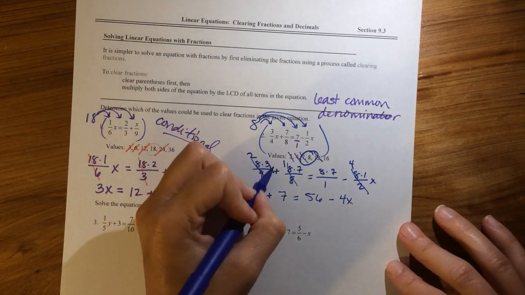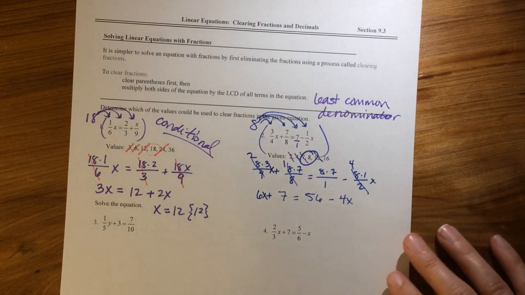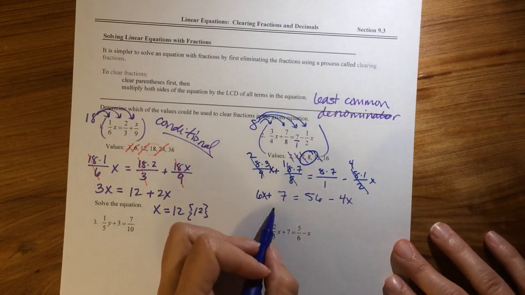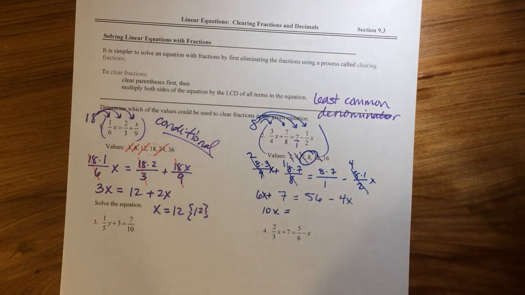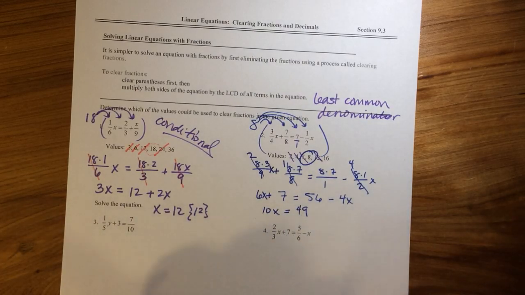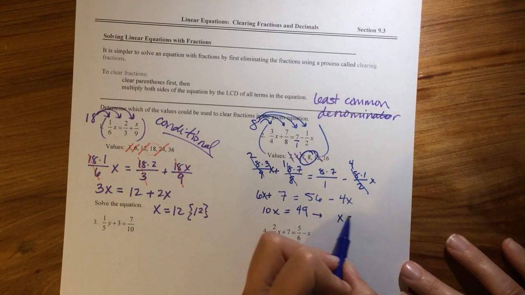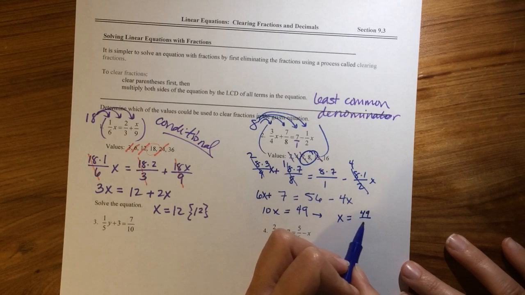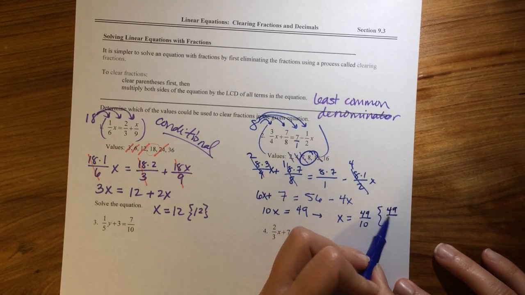Oops, I forgot my x term from my first. That's 6x. So adding 4x to the left, we get 10x equals, subtracting 7 from the 56, we get what, 49? So 10x equals 49. What's the last step? Divide by 10. So x equals 49 over 10. And there you go.